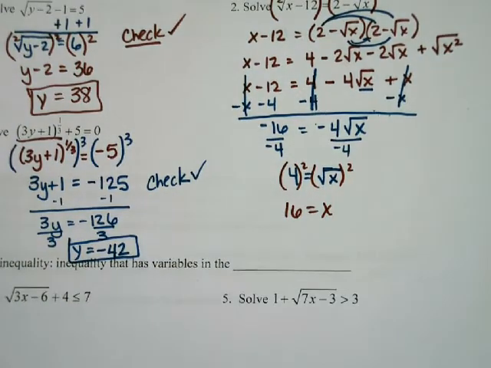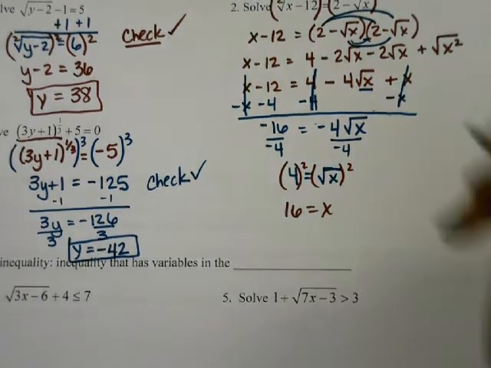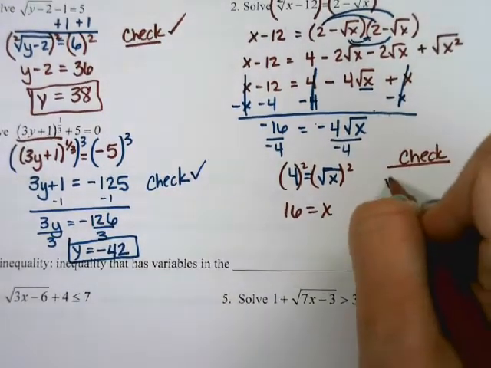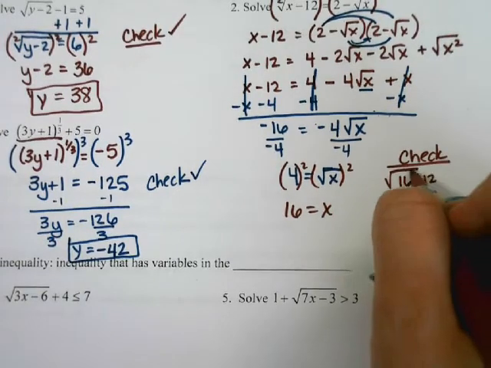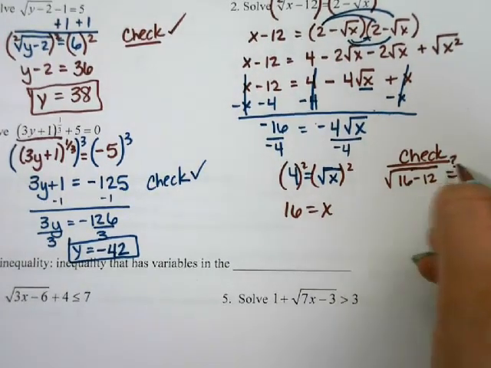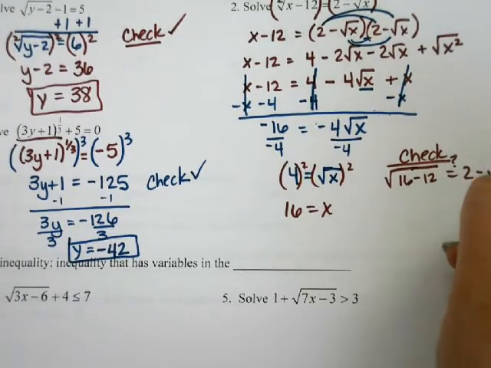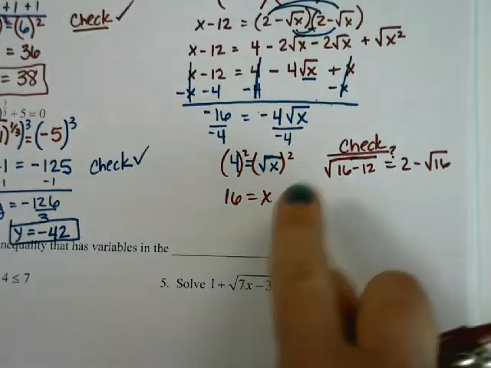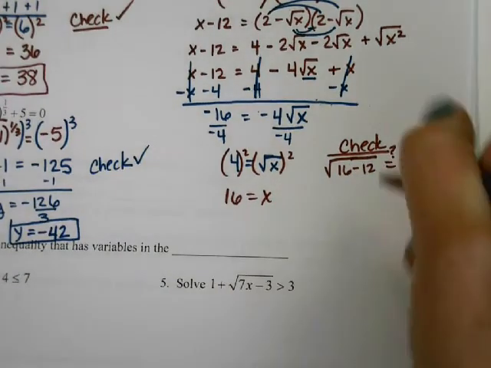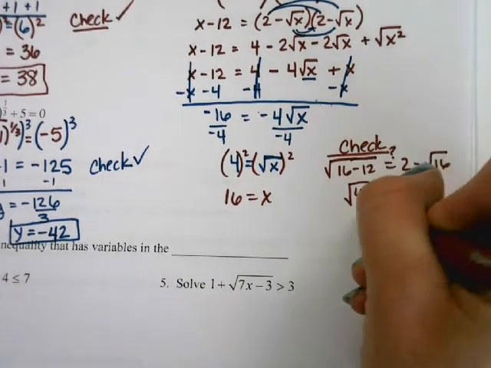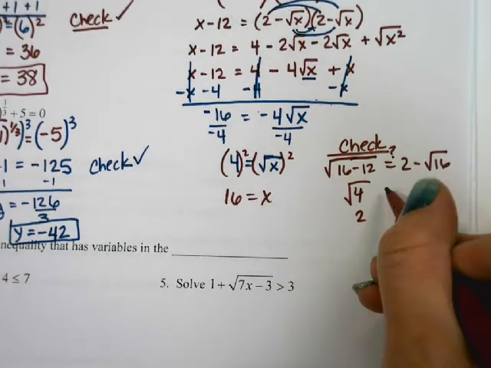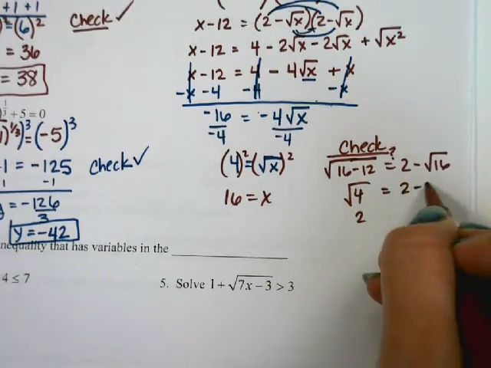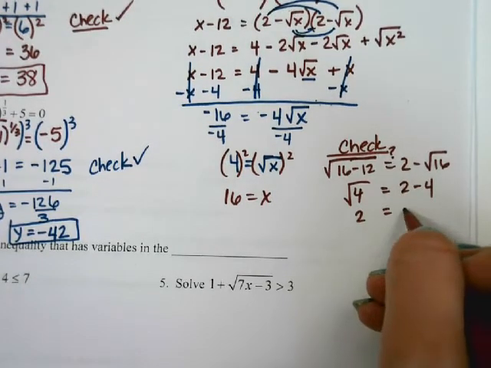Okay, what's the last step? Check it. I have to check it. So the square root of 16 minus 12, is that equal to 2 minus the square root of 16? Sorry. All right, well, 16 minus 12 is 4. The square root of 4 is 2. The square root of 16 is 4, so I got 2 minus 4. So I get a negative 2.